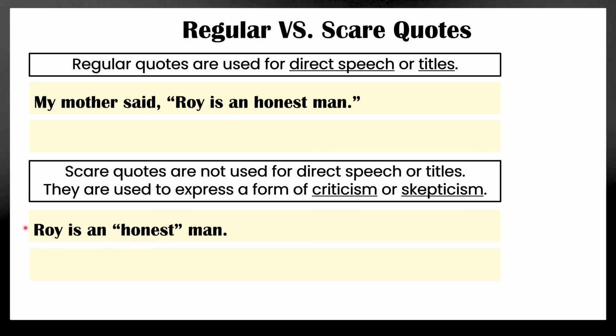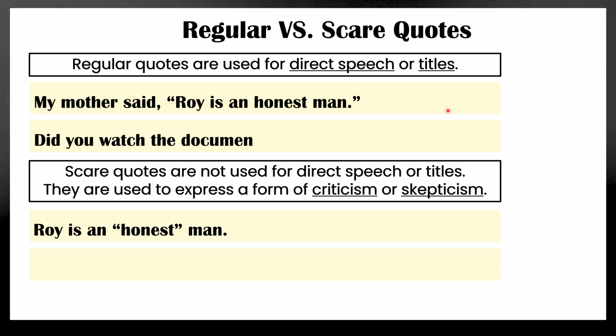Now let's look at this scare quote. Roy is an "honest" man. If someone wrote the sentence like this and wrote it with quotation marks around honest, they are implying that Roy is not honest. The writer is skeptical that this is true.